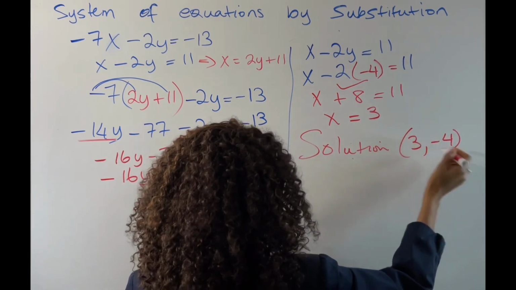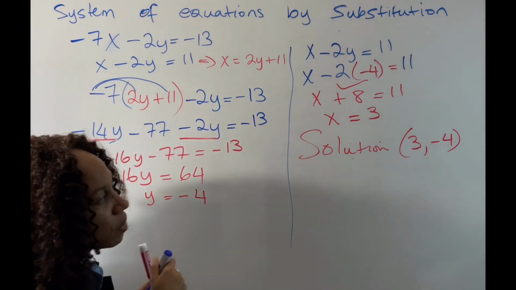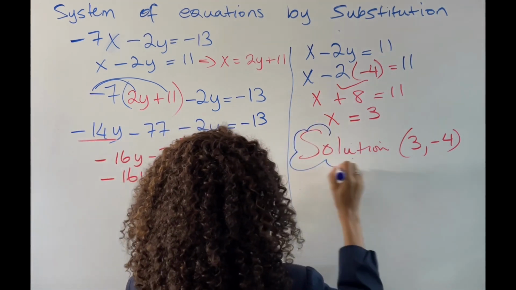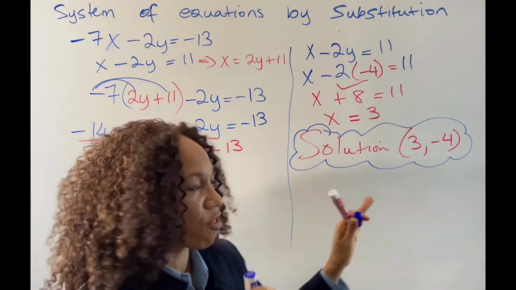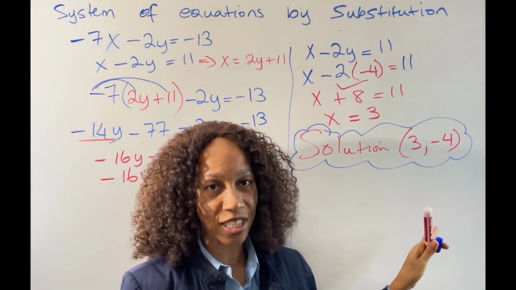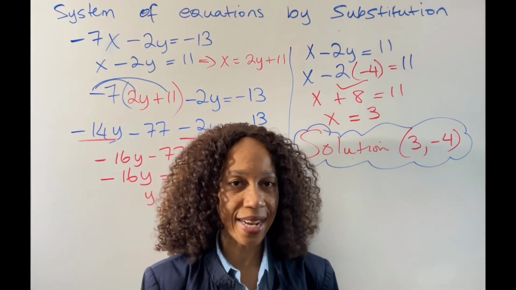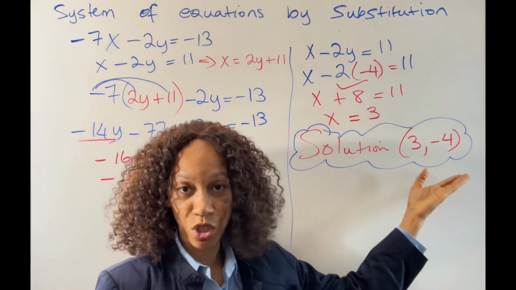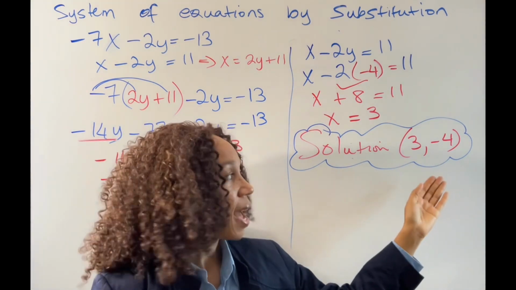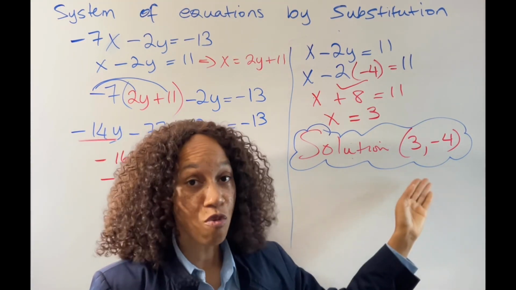negative 4. And I always tell my students, please go ahead and draw a cloud or box your answer. Show them that you want to be graded on this final answer. Because in most circumstances, even though you may make a mistake in between, if your solution is correct, you will get a point at least, or partial credit, for writing the correct answer.